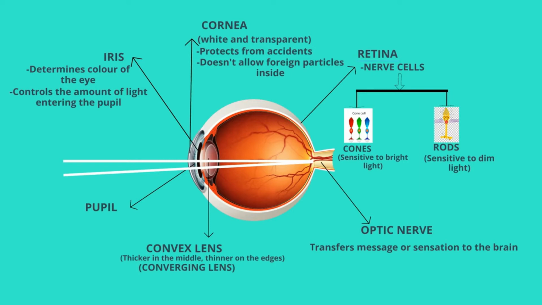The iris controls the light entering through the pupil by contracting and expanding. Behind the pupil, there is a converging lens which focuses the light on the retina. The retina consists of two types of nerve cells, namely cones and rods. They transfer the message through the optic nerve.